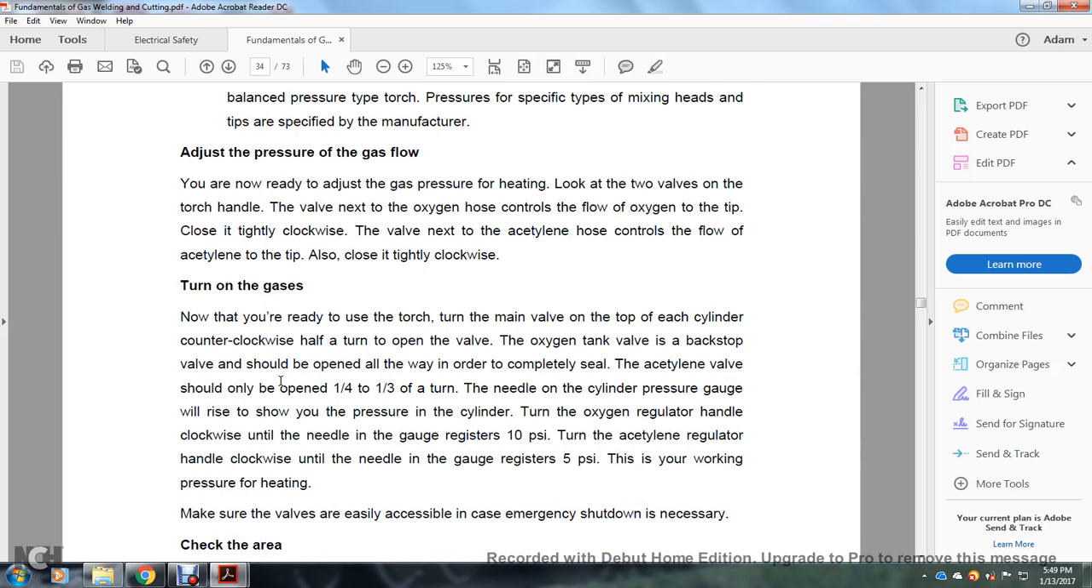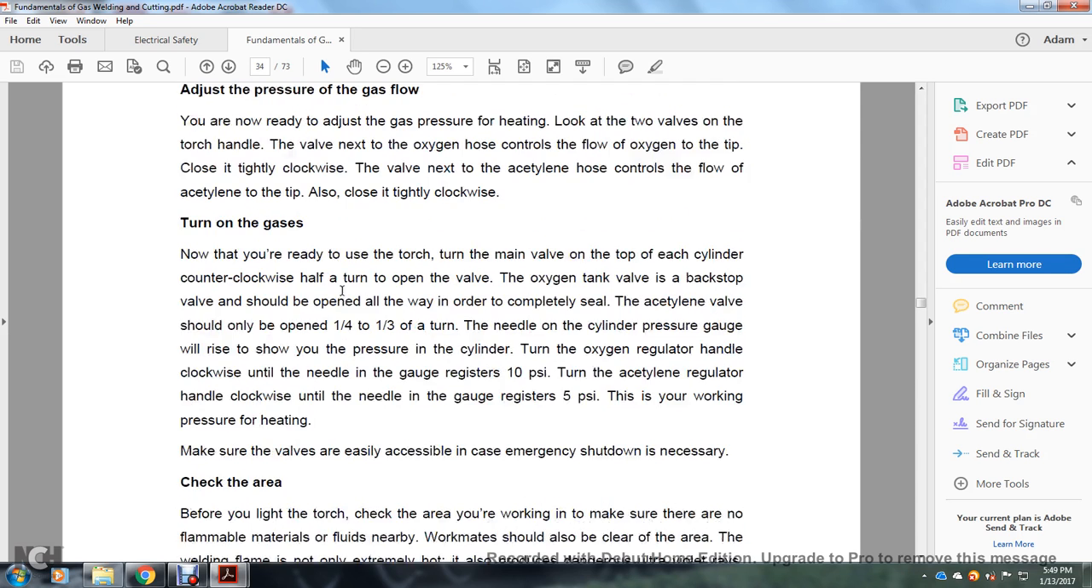Adjusting the pressure for the gas flow. You are now adjusting the gas flow for heating. Looking at the two valves on the torch, the valve next to the oxygen hose controls the flow of oxygen to the tip. Close it tightly, clockwise. The valve next to the acetylene hose controls the flow of acetylene to the tip. Close it tightly, clockwise.